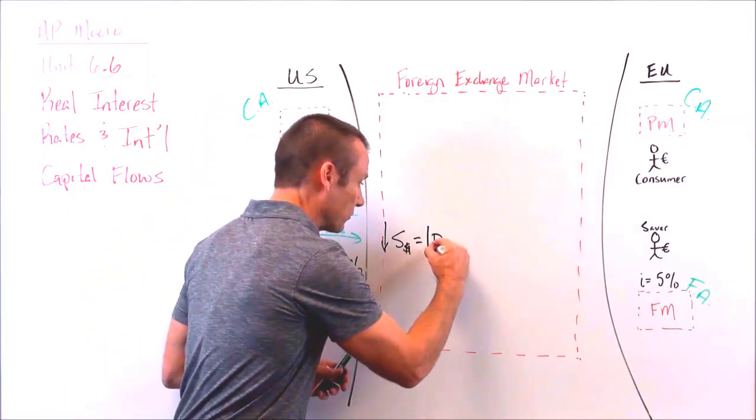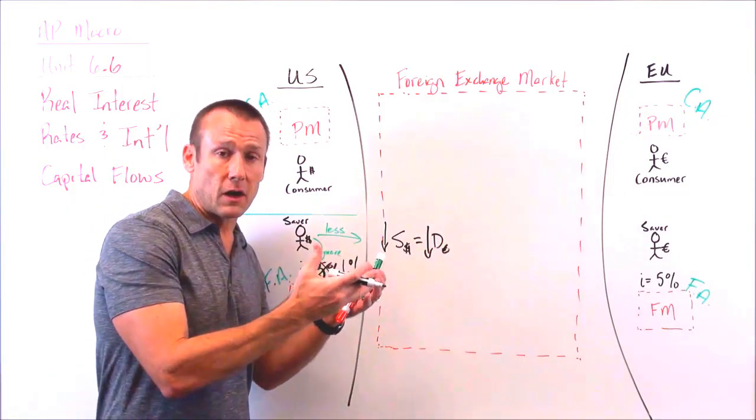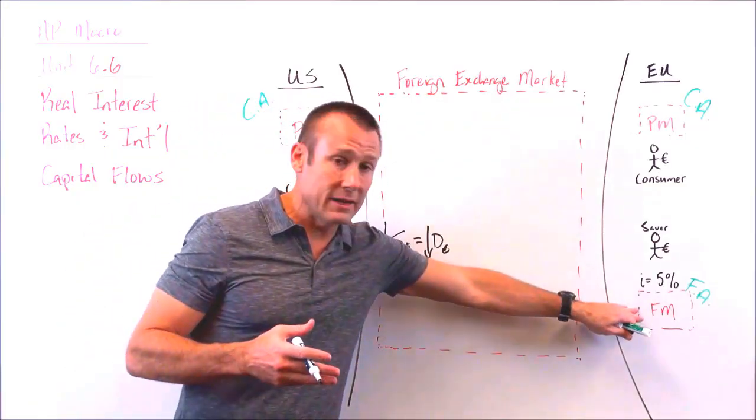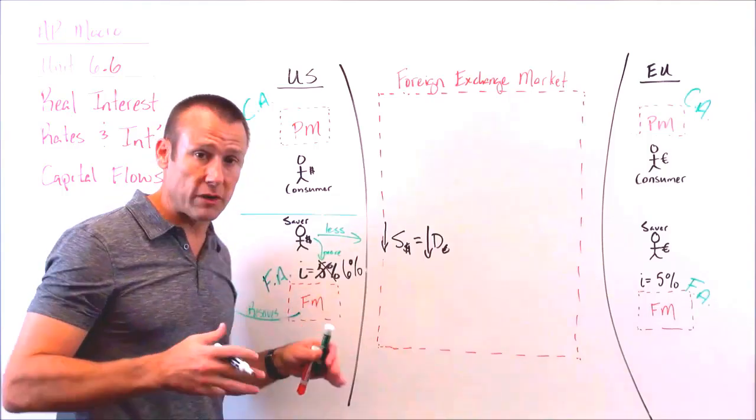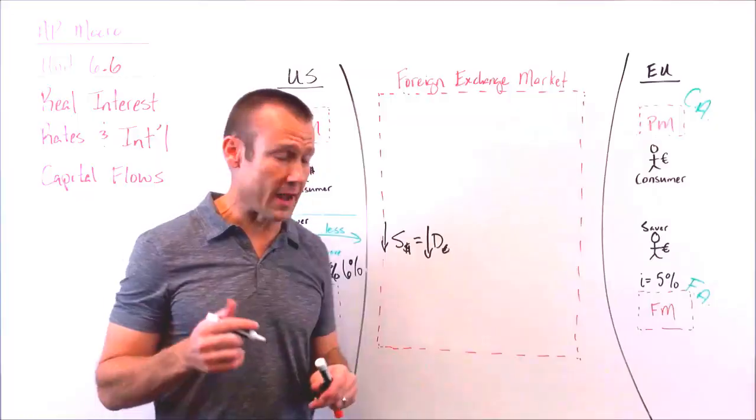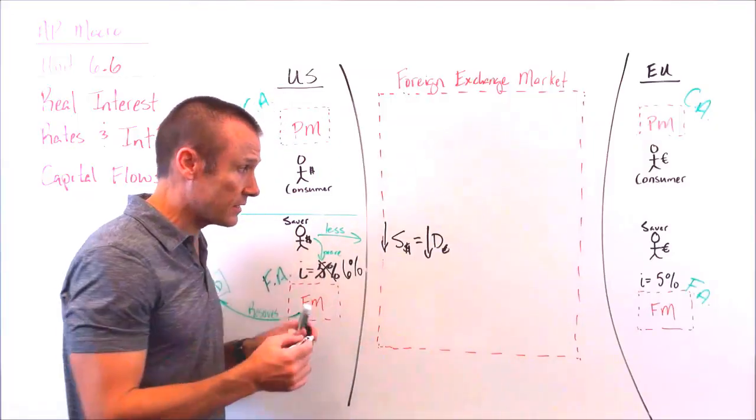So the demand for euros is going down. We're going to supply fewer dollars because we want fewer euros. And the reason we want fewer euros is that we want to go here less because our interest rate went up, okay? Now, how is the European saver going to react? Again, the interest rate is higher in the United States.